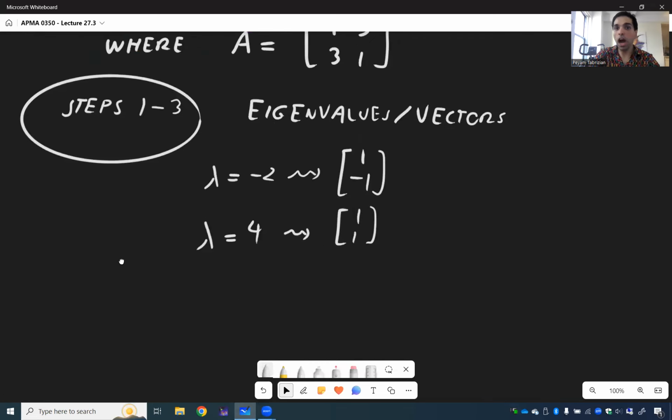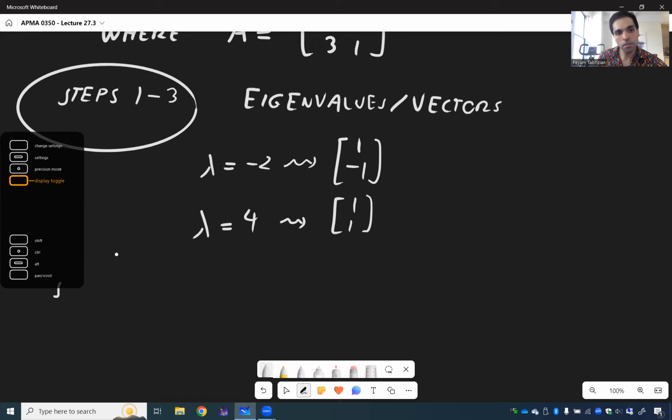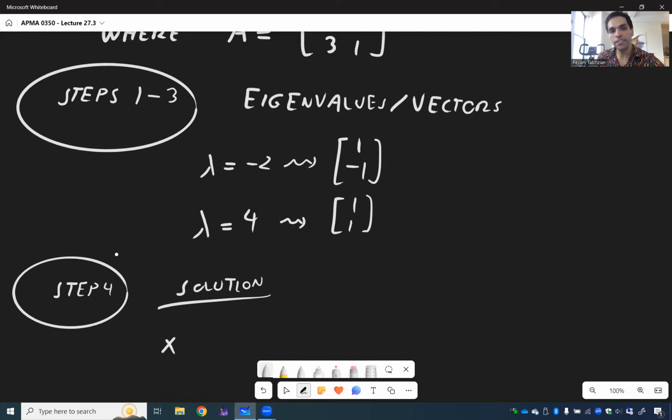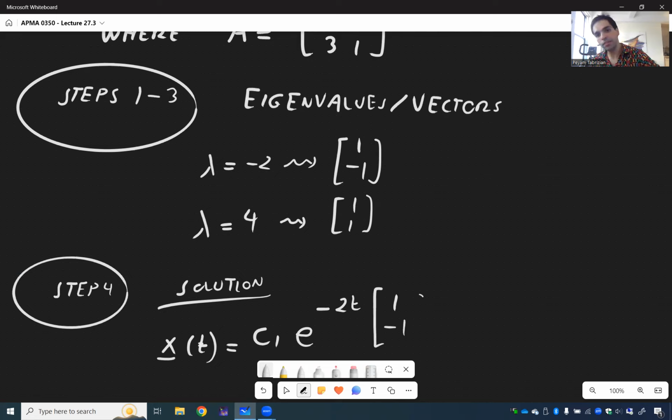And then remember, how do we build the solution? So step 4, solution. Remember, it is x(t) = c1 e^(first eigenvalue t) times the first eigenvector, plus c2 e^(second eigenvalue t) times the second eigenvector.